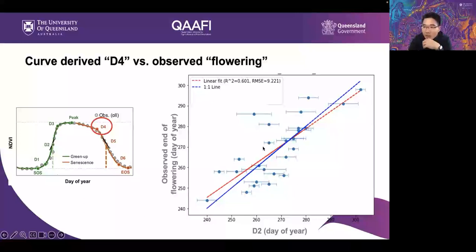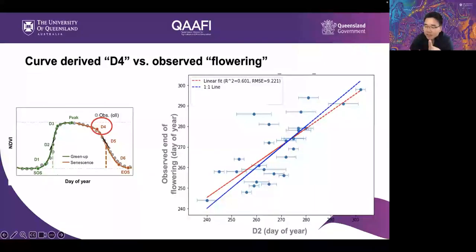And the scatter plot here displays a strong linear correlation between the NDVI D4 feature and the recorded timing of flowering, with an R square over 0.6. And this indicates that about 60% of the variability in the observed timing of flowering is accounted for by the D4 phase derived from the NDVI curve.